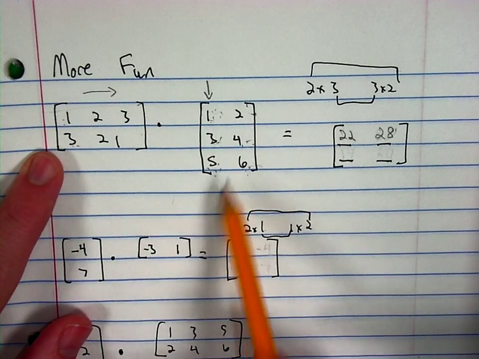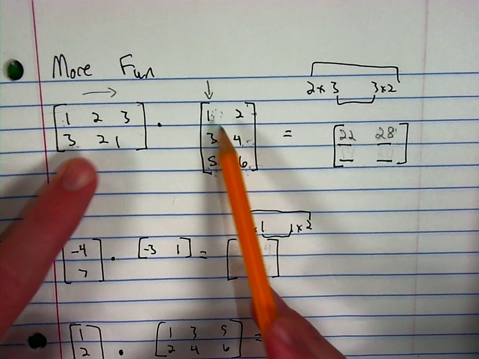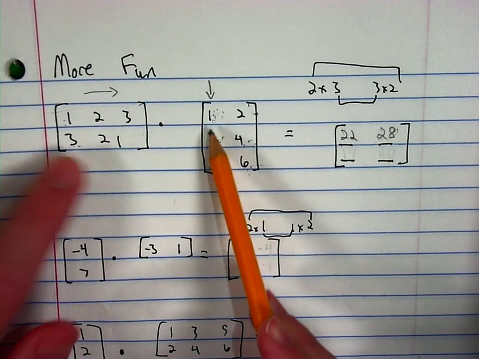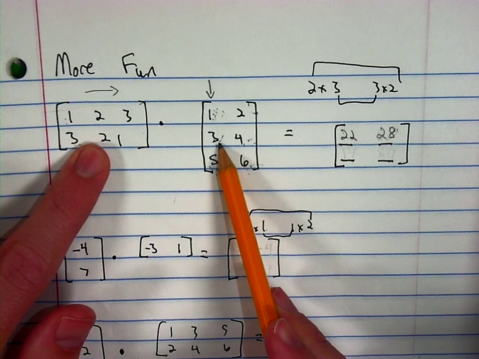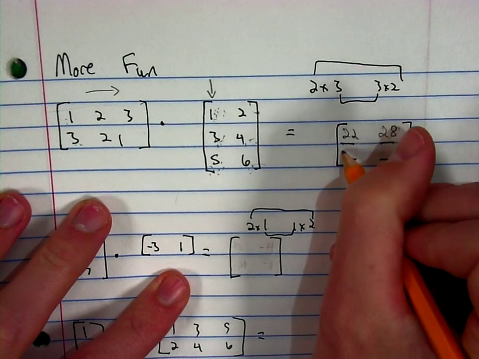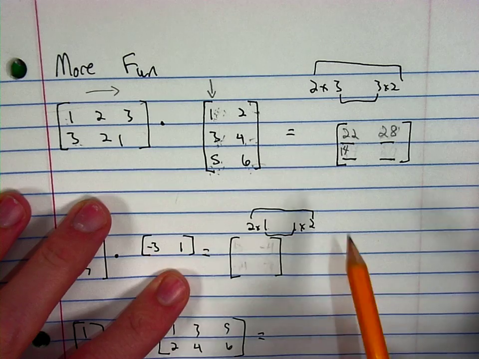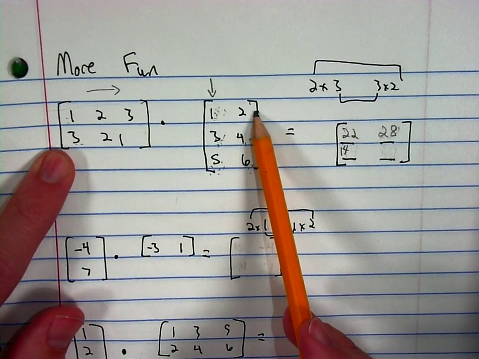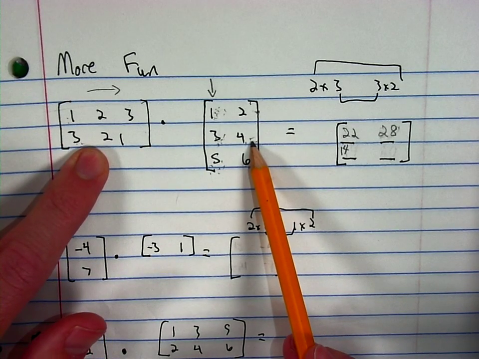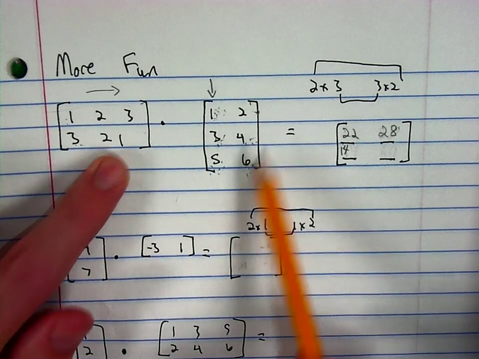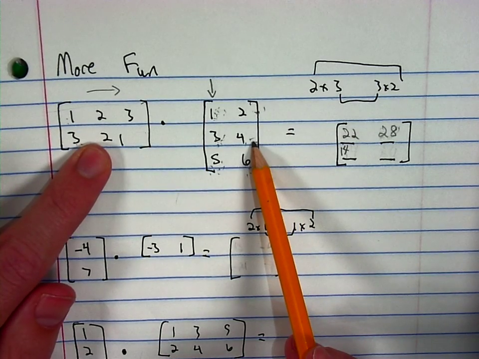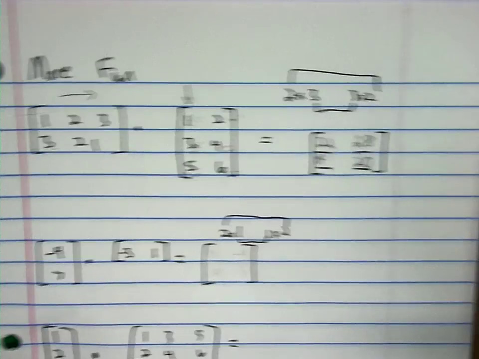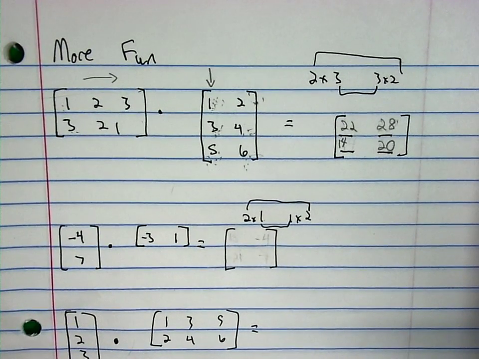Bottom row, first column. 3 times 1 is 3. 2 times 3 is 6, and 1 times 5 is 5. 3 plus 6 was 9, plus 5 more. This would be 14 in the bottom left. Bottom right, bottom row, right column. 3 times 2 is 6. 2 times 4 is 8. 1 times 6 is 6. 6 plus 8 is 14. Plus 6 more makes this one 20. Okay, one more good one here.